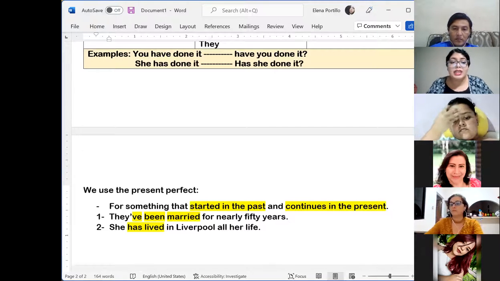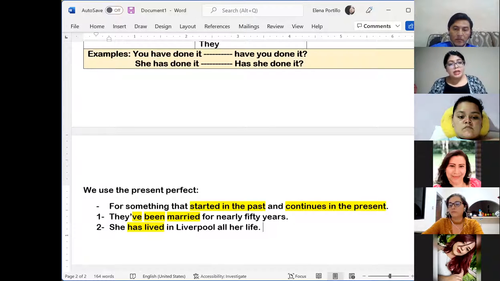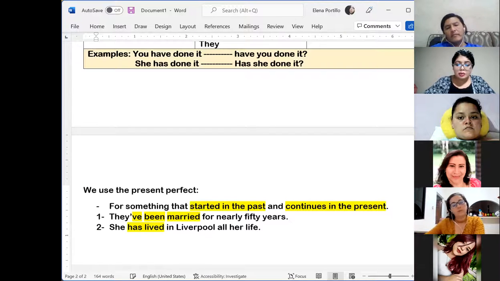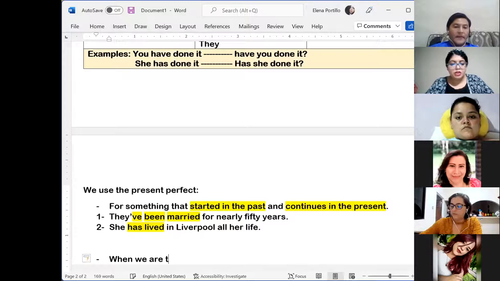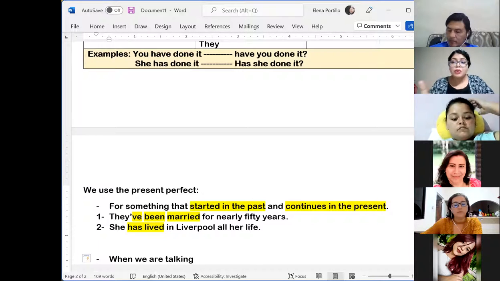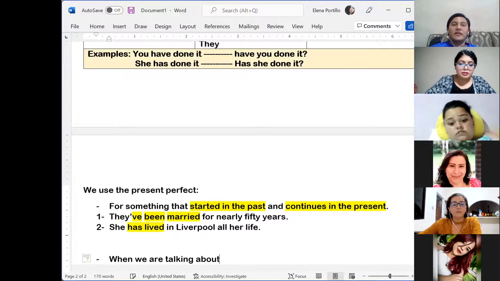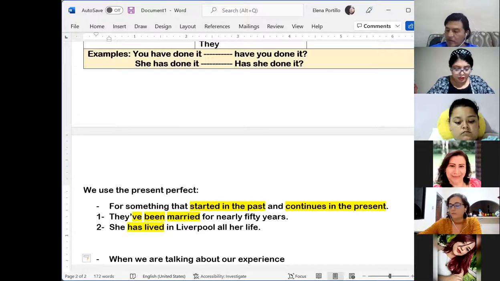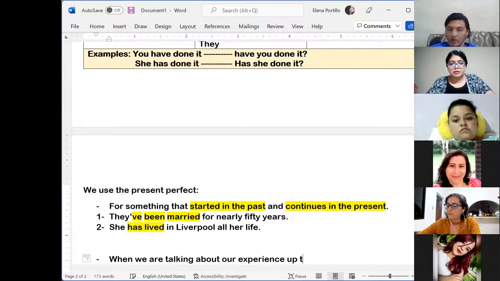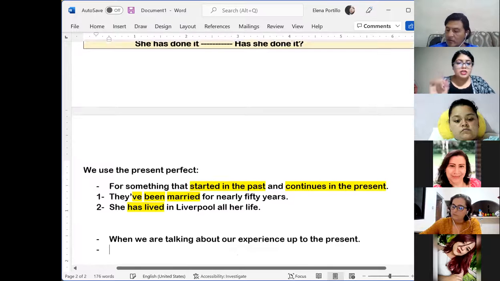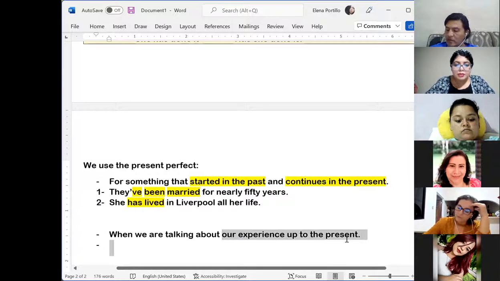So, she was born in Liverpool and now she still lives in Liverpool. So, that's something that started in the past but continues in the present. So, we have the second use of the present perfect. The second one says, when we are talking about our experience up to the present.